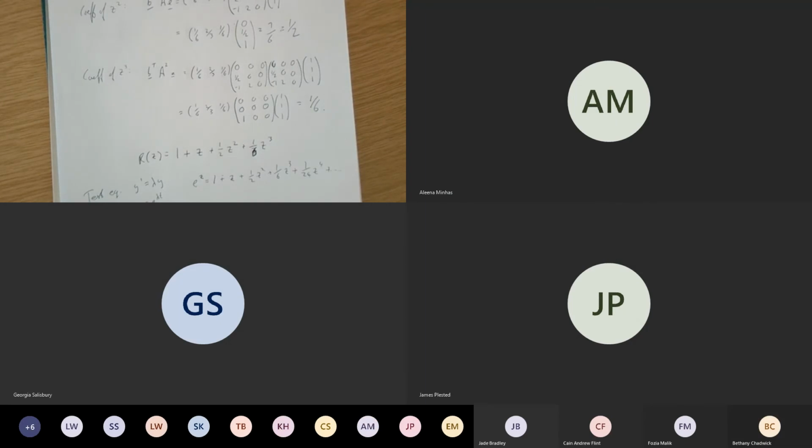Okay, are there any questions about that? Are you able to see what I'm doing? Is it still blurry? Are you able to see it?